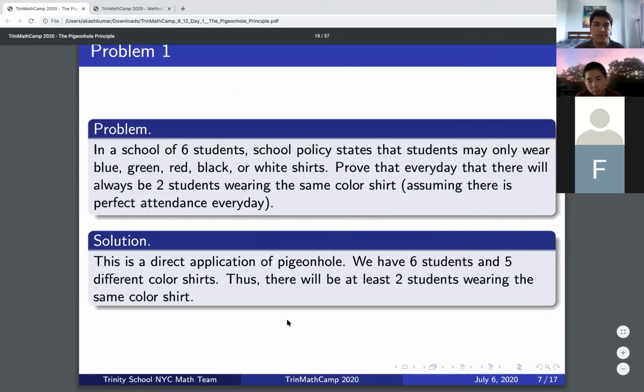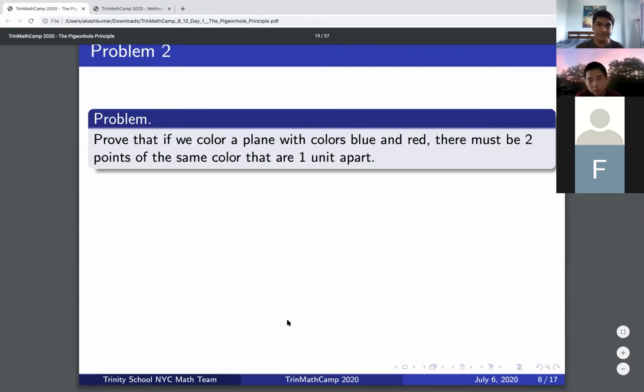All right, so let's move on to the next problem. This is definitely more complicated. It is not just simply plugging in. You have to be a little bit smart about this. I'll just read out the problem. Prove that if we color a plane with the colors blue and red, there must be 2 points of the same color that are 1 unit apart.